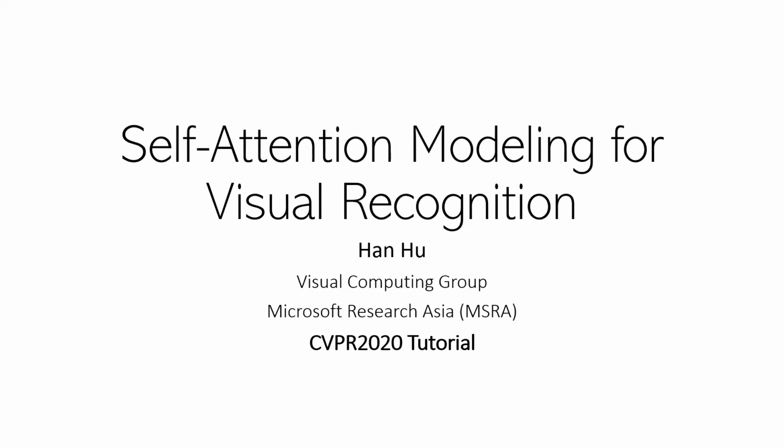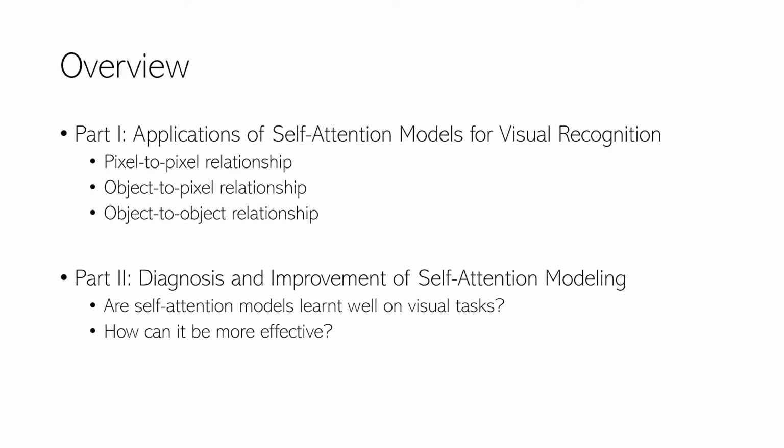In this tutorial, I will talk about self-attention modeling for visual recognition. There will be two parts in this tutorial. The first is to summarize the applications of self-attention models for visual recognition. Specifically, in these applications, there are three kinds of basic relationships to model, including pixel-to-pixel, object-to-pixel, and object-to-object.